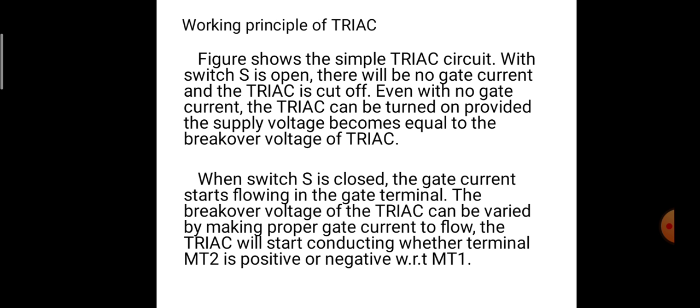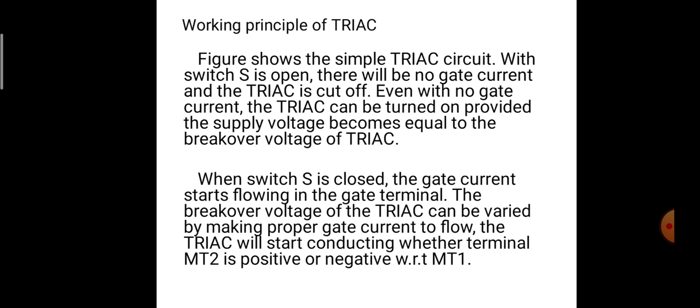Now we are discussing the working principle of the triac. The figure shows a simple triac circuit. With the switch open, there will be no gate current and the triac is cut off. Even with no gate current, the triac can be turned on provided the supply voltage becomes equal to the breakover voltage of the triac. When the switch is closed, the gate current starts flowing in the gate terminal.